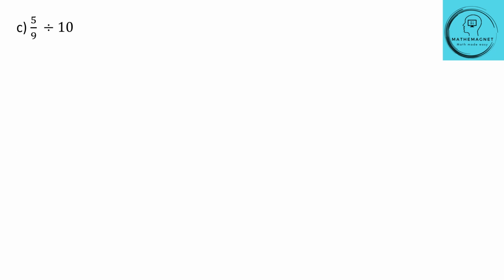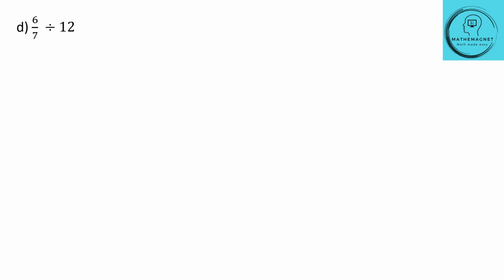Question C, 5 by 9 divided by 10. That will be written as 5 by 9 into 1 by 10. 5 and 10 will cancel out each other by 5 times. So it will become 1 into 1 by 9 into 2. That will be 1 by 18.